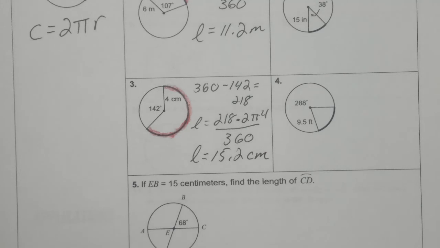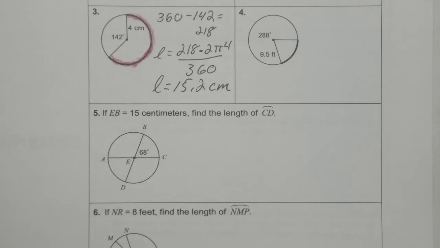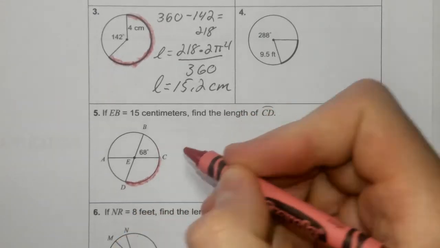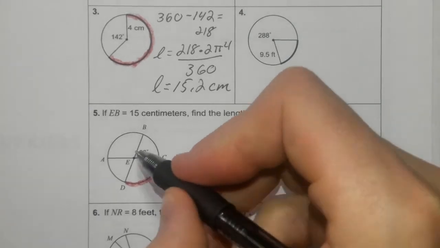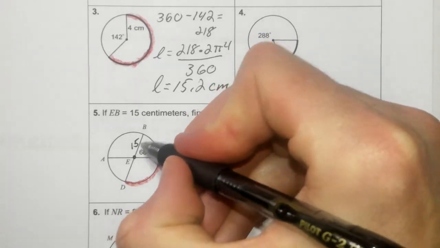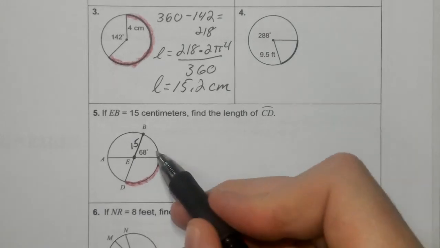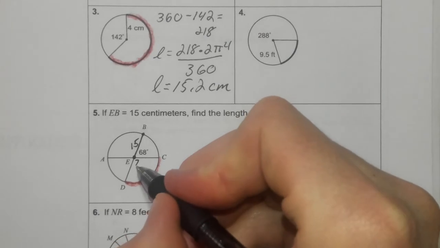Okay, so I'll leave number 2 and number 3 for you to do. Let's take a look down at number 5. If EB is 15 centimeters, find length CD. I'm going to highlight this one real quick with my crayon. So we're looking for that arc length CD. We are given that EB, which is a radius from here to here, is 15, and we want to find CD. The only other thing from our formula that we're missing is this angle measure.